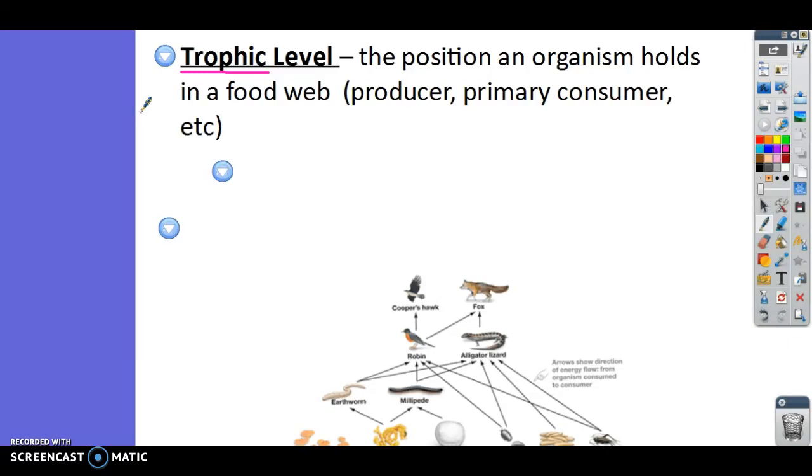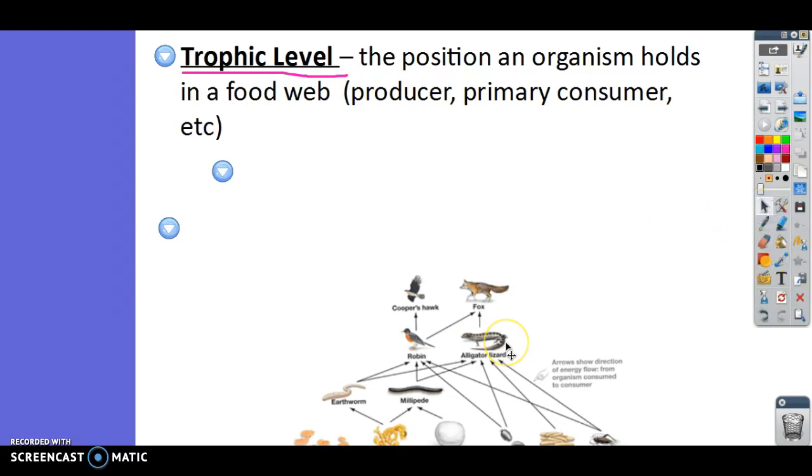So trophic level. Let's look at this word first. Anyone recognize this first part of the word? T-R-O-P-H. Where have we seen that? We've seen that in the word autotroph and heterotroph from the beginning of the year. So autotroph means self-feeding, right? So it's an organism that can make its own food. So a trophic level means the feeding level. So this is the position that an organism has in a food web.